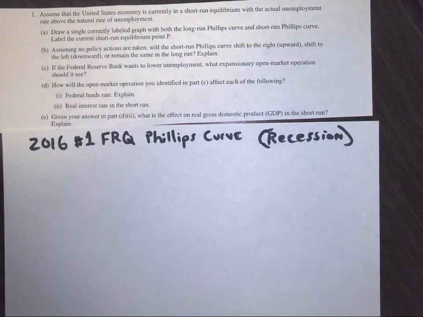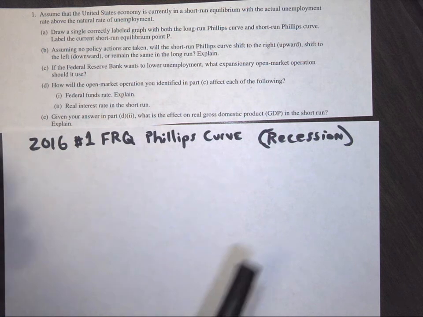Okay, now that we've gone through some Phillips curve stuff and looked at SRAS or short run supply, this is going to be an FRQ that actually starts in a recession. So you always got to be on your toes with College Board because they can take any lesson and kind of tweak it to fit some kind of scenario. So jump into the 2016 FRQ with the Phillips curve in a recession.